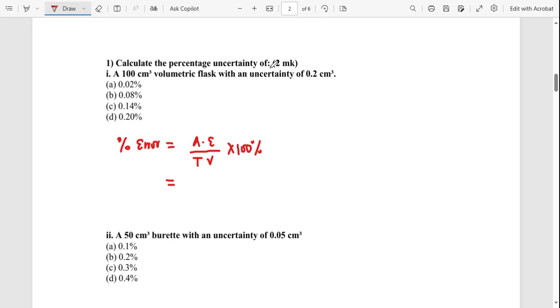So our absolute error is the uncertainty, and that is 0.2. The measured value, you can see there is 100. And then you multiply this by 100%. Just make sure that these are in the same unit so that the unit can cancel. So this is going to give us 0.2%. So that's the D.